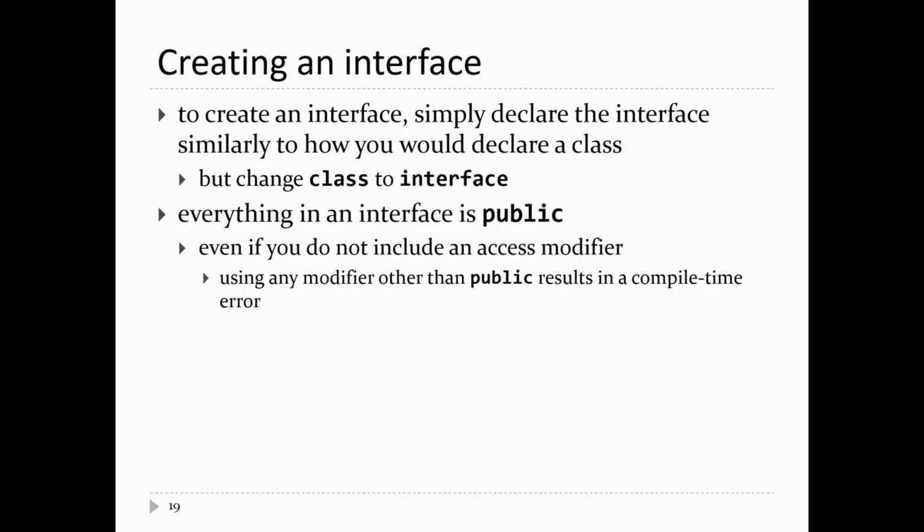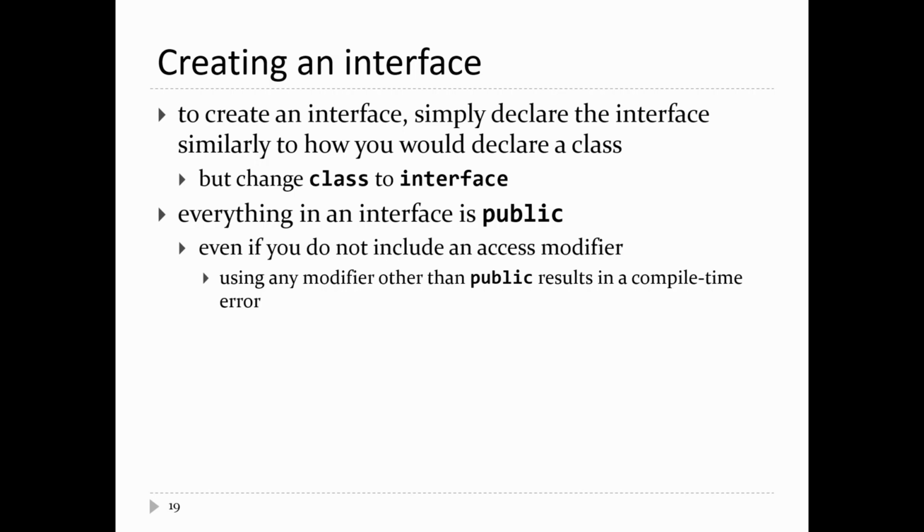We've implemented several interfaces now in the course. We've done Comparable, we've done Iterable, we've done Iterator. What if you wanted to make your own interface? It turns out it's very easy. If you want to make your own interface, you simply declare the interface just like you would declare a class, except you change the word class to interface, and that's more or less it.